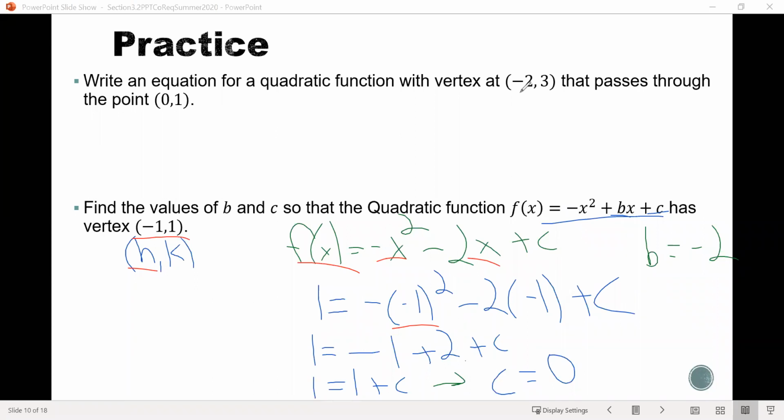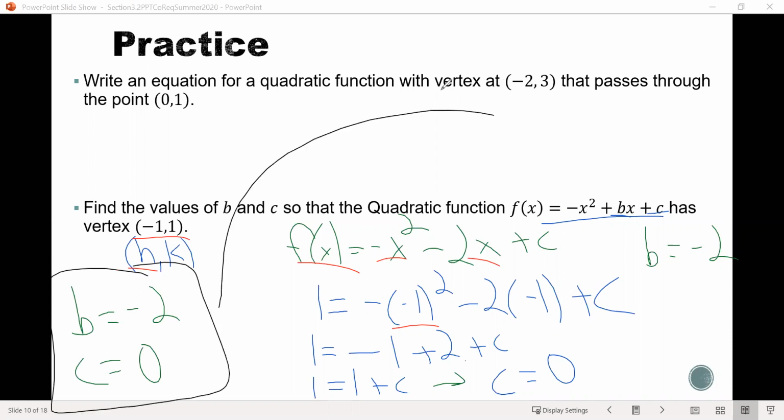Okay, so we have found that our values for b and c are: b is negative 2, c is 0. And if we were to plug those back in over here, we'd have a function whose vertex is at negative 1, 1. All right, wonderful.